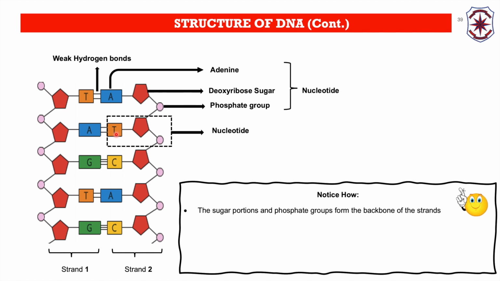Notice how the sugar portions and phosphate groups form the backbone of the strands. Let's use the left strand as an example. The nitrogenous bases are on the inside of the strand. So the nitrogenous bases there, thymine, adenine, guanine, thymine, guanine, are on the inside. But the backbone, check the backbone there.